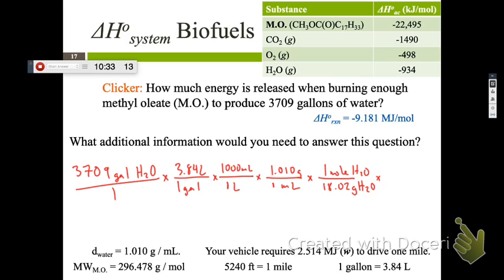I did the ratio, so 18 moles of H2O equals 1 mole of MO. And then I had the moles of MO, and then multiply that by the 9.181. And then get the result. Great. So this blue number right here, the way that you interpreted that is for every 1 mole of methyl oleate, this is how many megajoules are released.